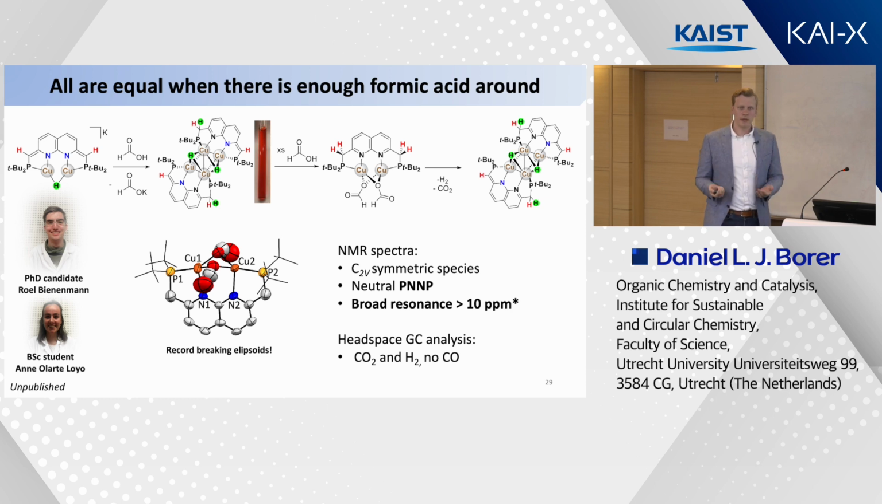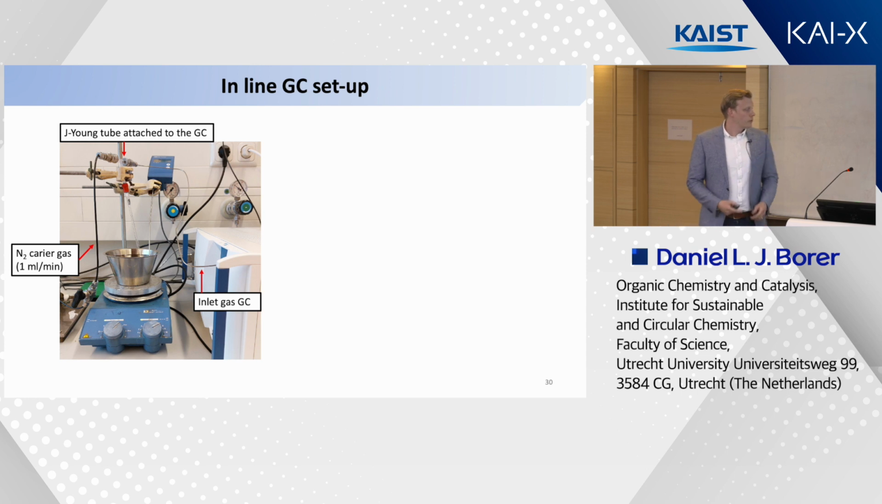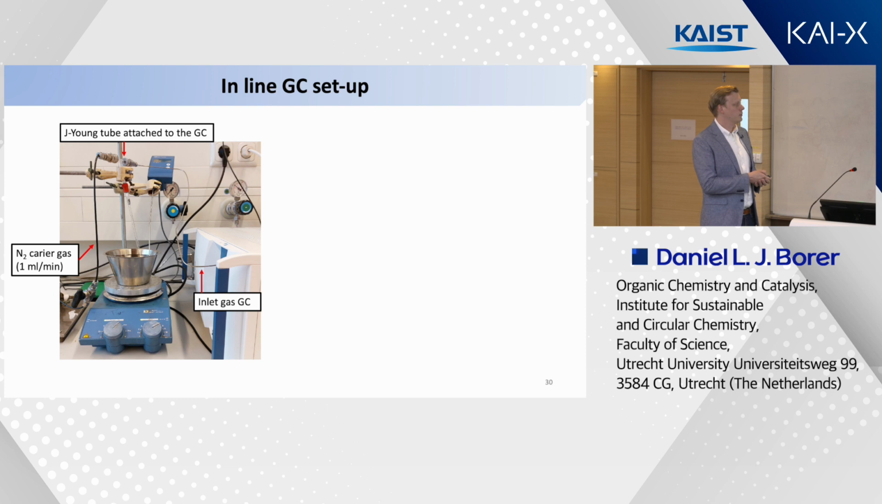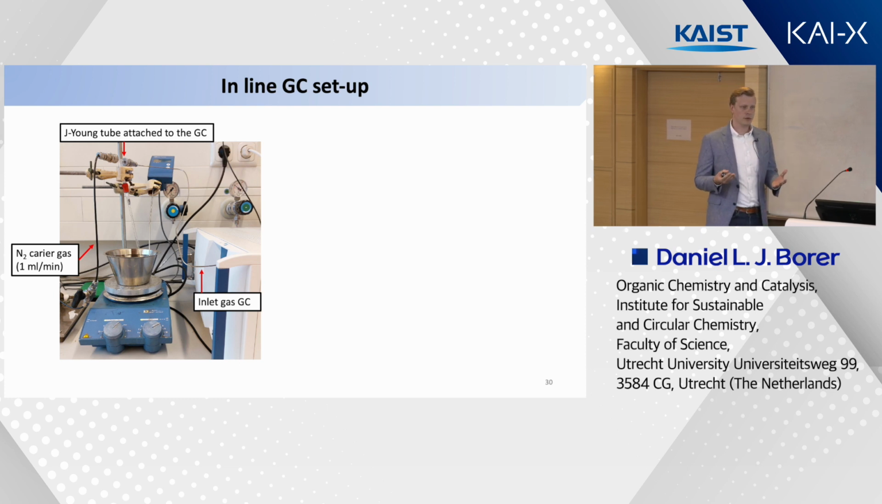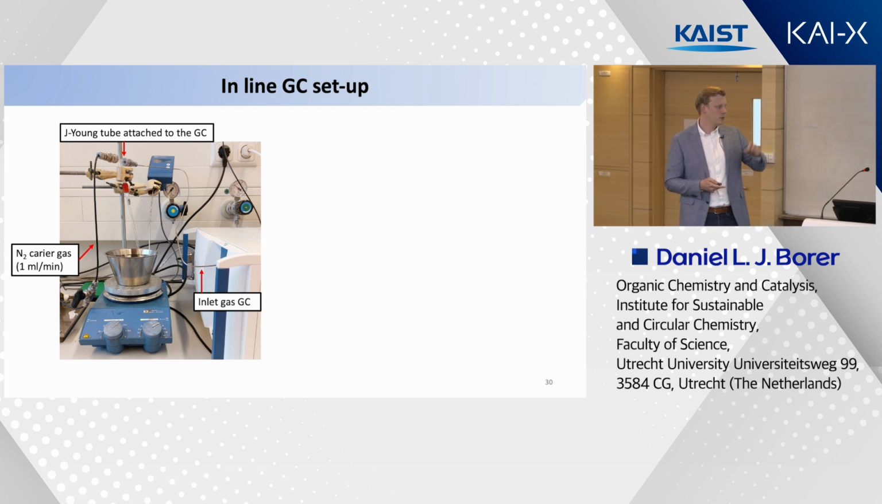Since our system was so well behaved, we thought, this might be interesting to gain some mechanistic insights into why it displays this reactivity so unlike normal copper hydrides. So for that, we built a nice inline GC setup. Because this chemistry is quite sensitive, we use J-Young NMR tubes because we got the best reproducibility with that. We can also use larger vessels, but reproducibility seemed to be a bit more tricky there because of small leaks. We have an N2 carrier gas that basically flows over the headspace of this NMR tube and then flows the gas mixture of the headspace into the GC.